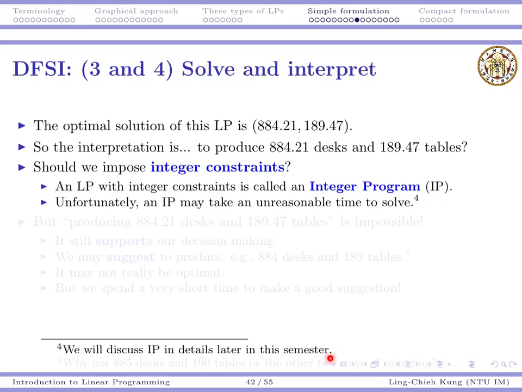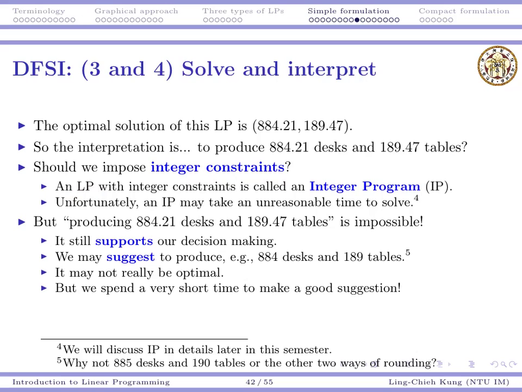But one thing we know for sure is that, if possible, do not add integer constraints, because that will make a very easy linear program become very hard. But again, we know this suggestion is not possible to execute, right? But anyway, it still helps us in making decisions. We know these are fractional numbers, but never mind. Let's just suggest to produce, for example, 884 desks and 189 tables. That's one suggestion, and certainly that's something we may do, right?